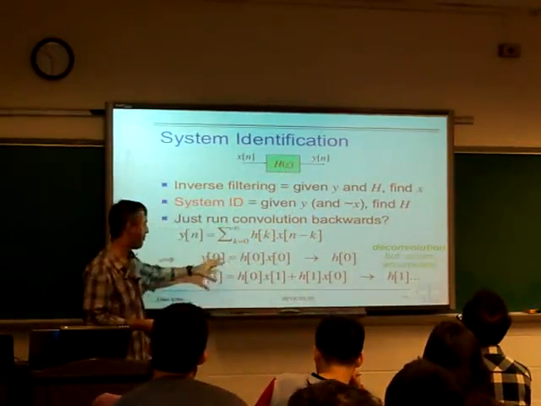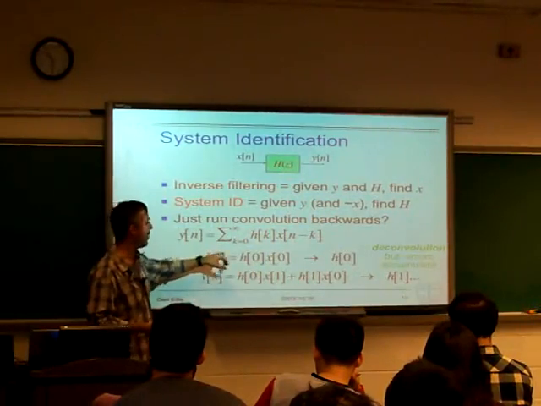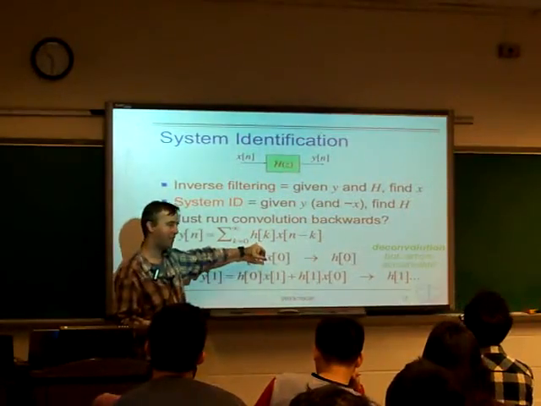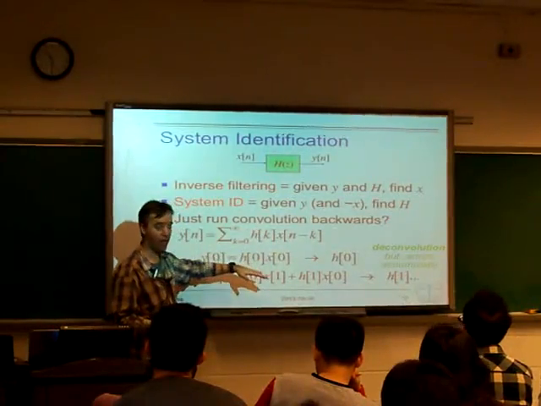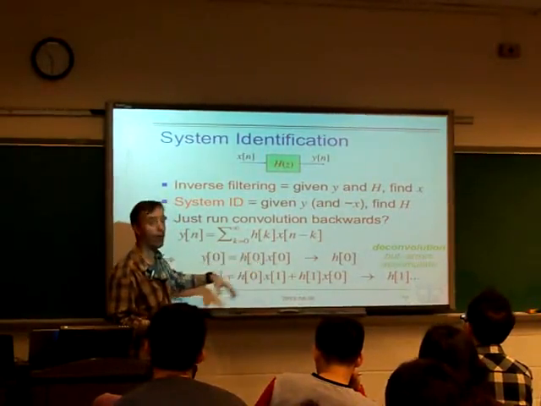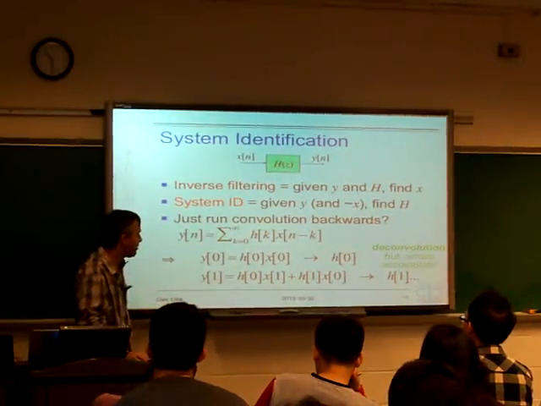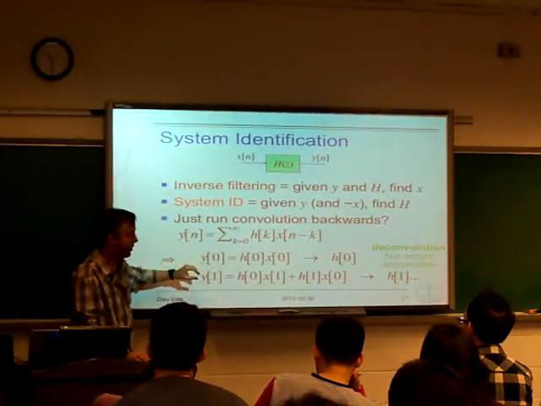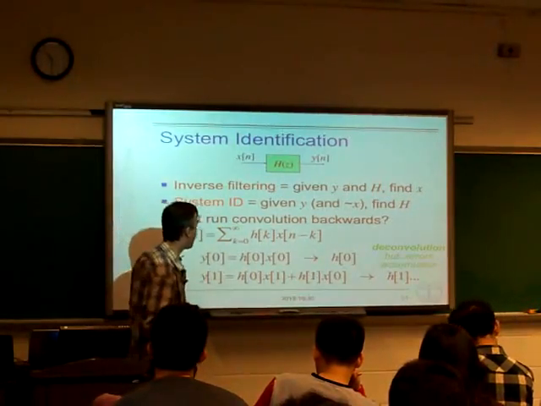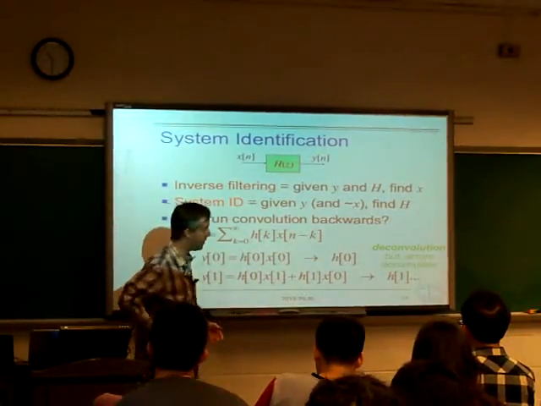I mean, you can think about this different ways, but clearly if we had to find big M values of h, then we could get big M equations out just by looking at the first M points, and then we'd have enough information to solve for those points. So this is like deconvolution, if you like. It's the inverse process of convolution. And it's clearly mathematically well defined.